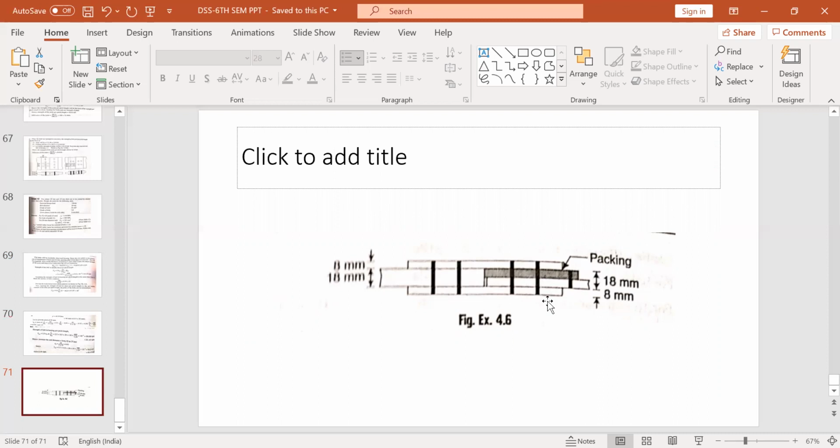Okay. The next class will start our discussion with welded joints, welding, how welding is done, how welded joints are done. So thank you for attending this class.